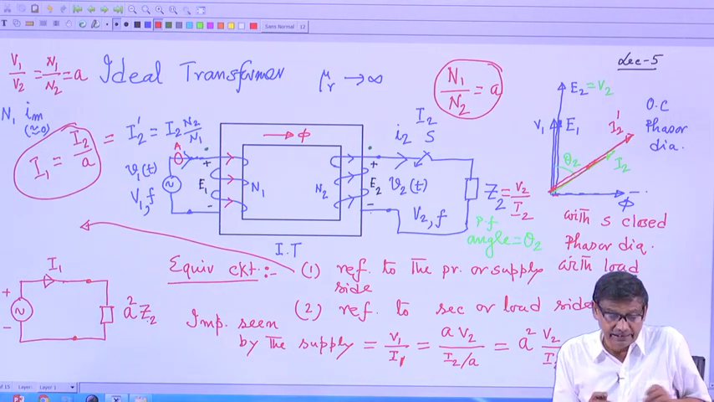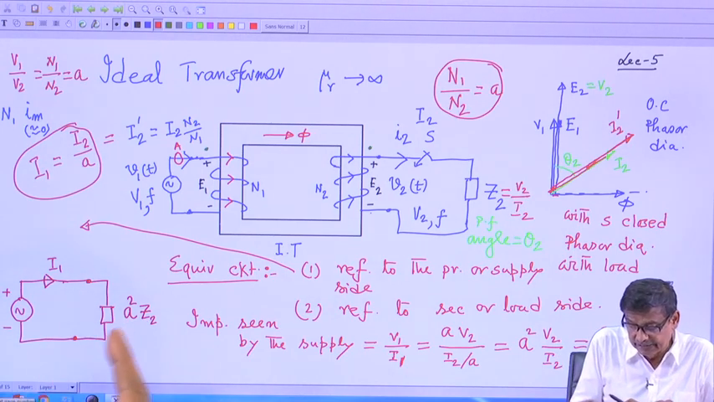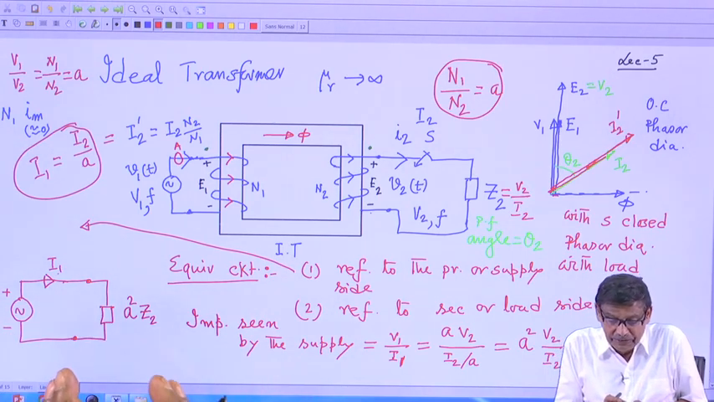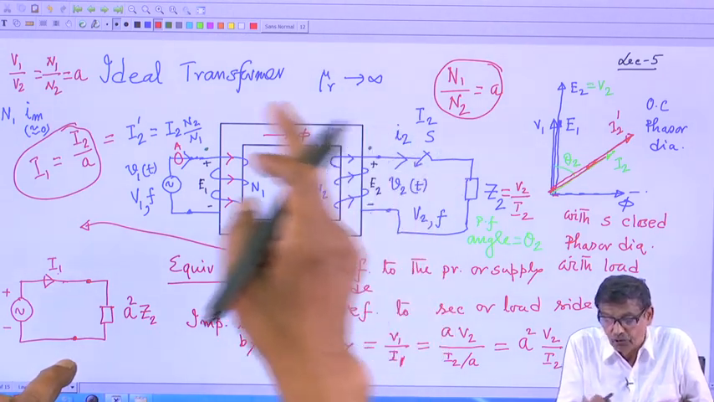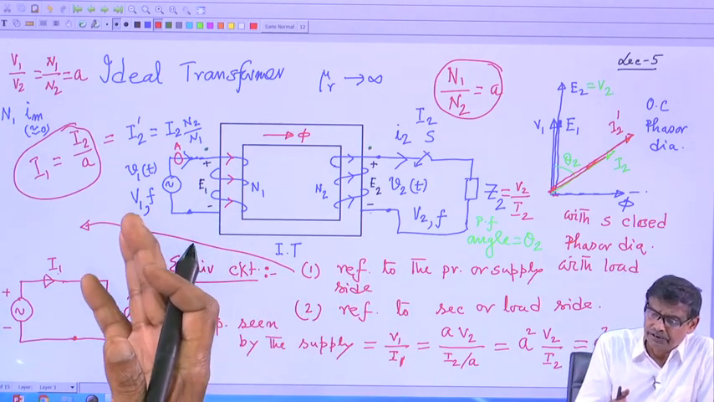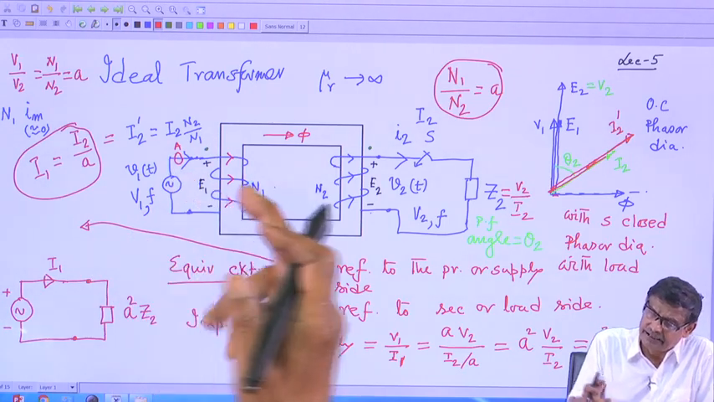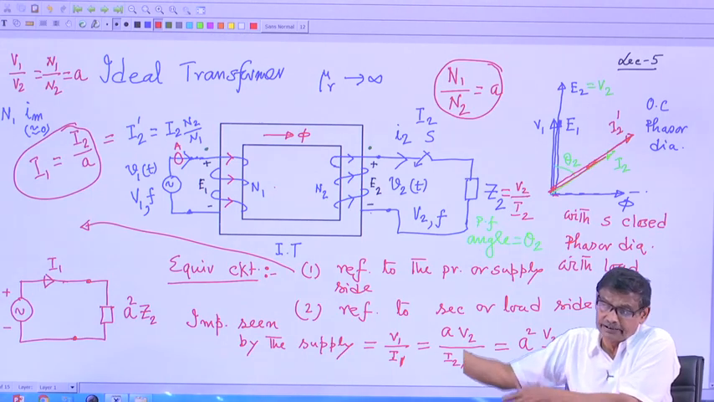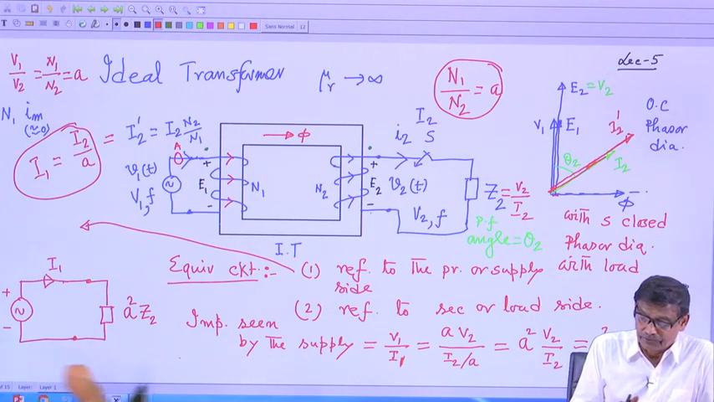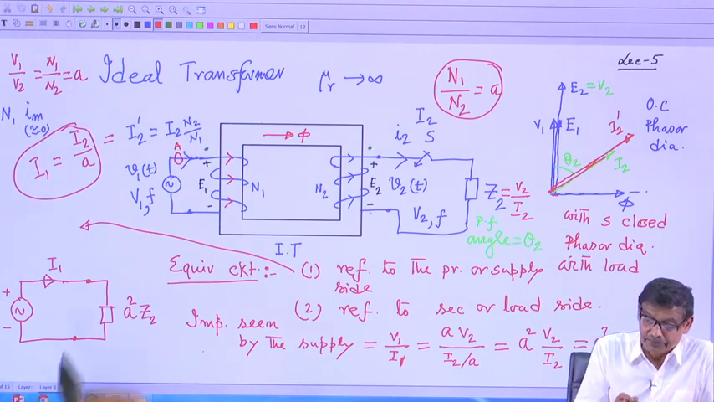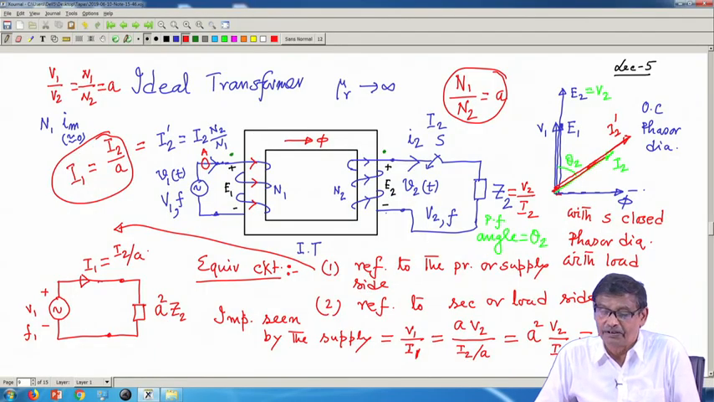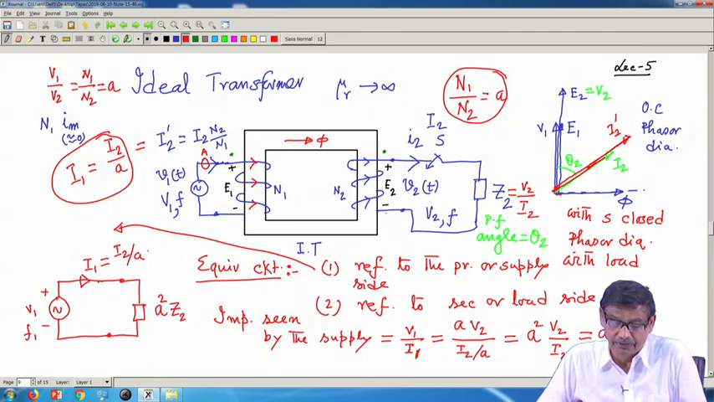In other words, what I am telling is that this is the supply, you make a circuit like this, and your supply will not be able to distinguish between this simple circuit and this whole circuit, so far as the supply side is concerned, because here also V1 is the applied voltage, the current supplied by it is I1, then transformer, then your V2, then Z2, etc. But in simple terms, it is as if you have connected an impedance across the source whose value is A square Z2, and this I1 is equal to I2 by A.